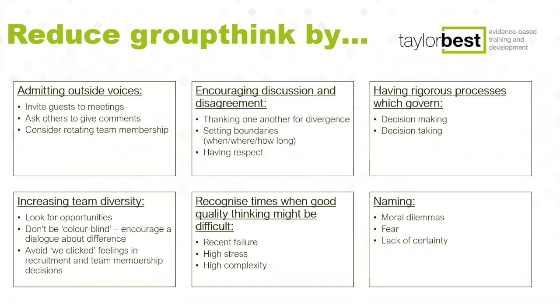And then finally, naming. Naming these things when they happen in your team can be very helpful. Is there a moral dilemma that everyone's trying to paper over, but do you need to talk about this moral dilemma where you sit in different positions in your group on it? Do you need to name fear that you're feeling about taking this decision or about speaking out? And do you need to reflect on the lack of certainty that you're feeling at the moment? So all of those things are critical.